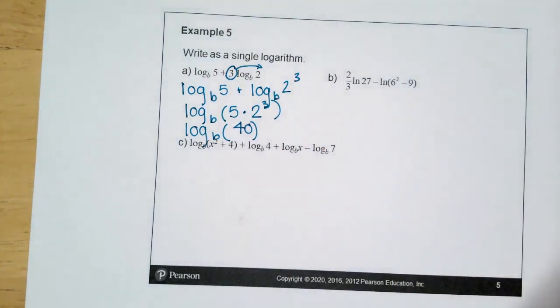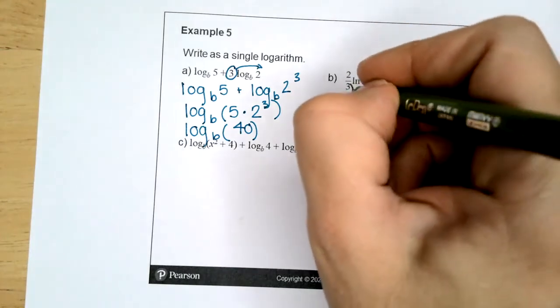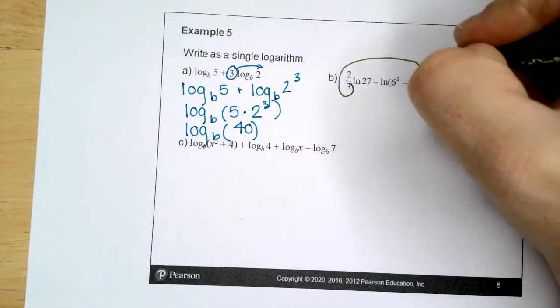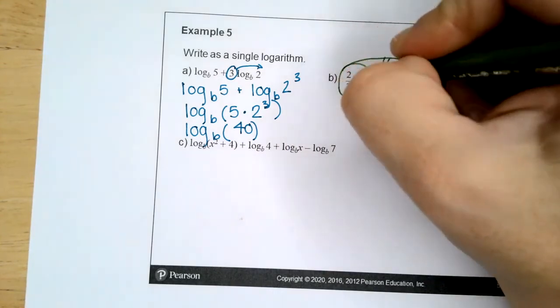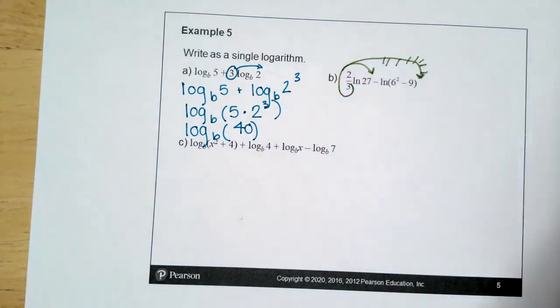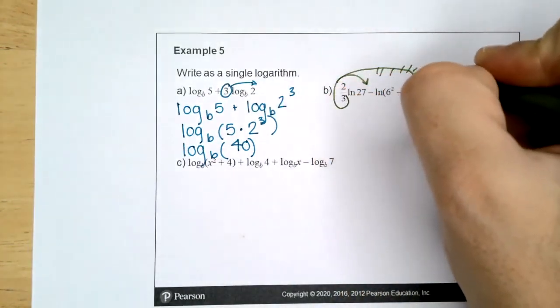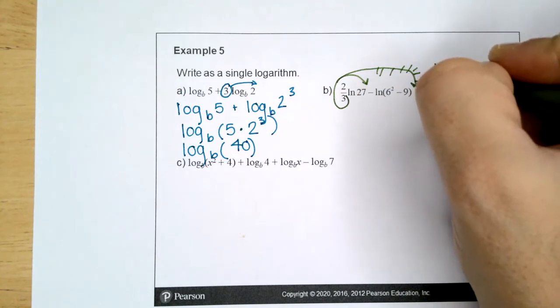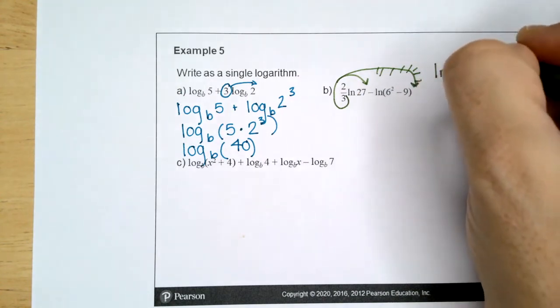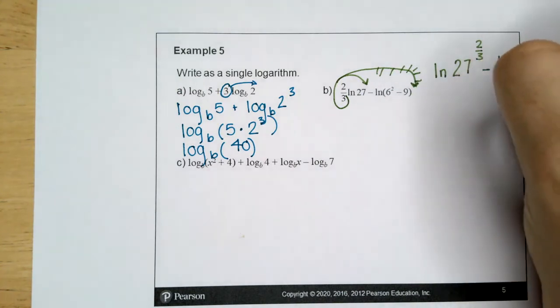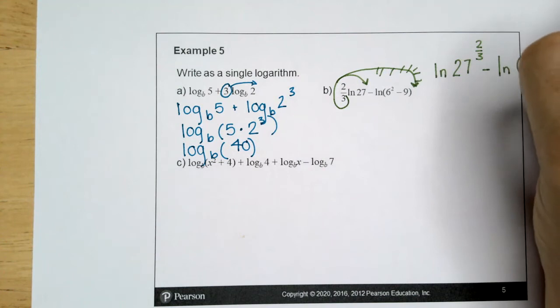All right. Again, the first thing we do is move this back into the exponent position. So now I have the natural log of 27 to the 2/3 power minus the natural log of 6 squared minus 9.